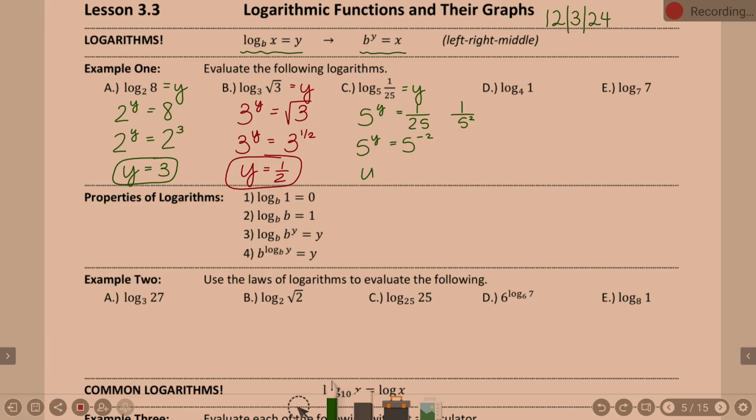What is this expression equal to? -2. -2.